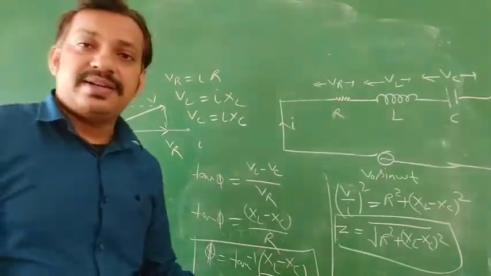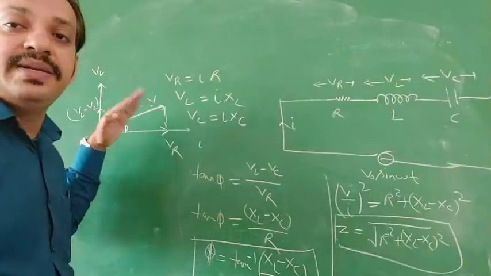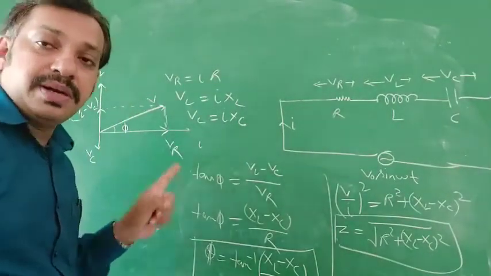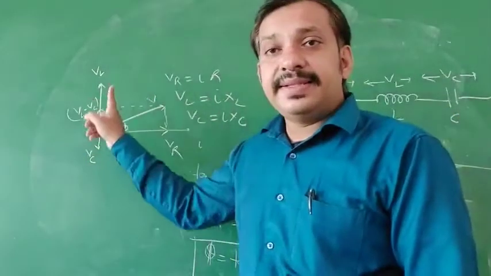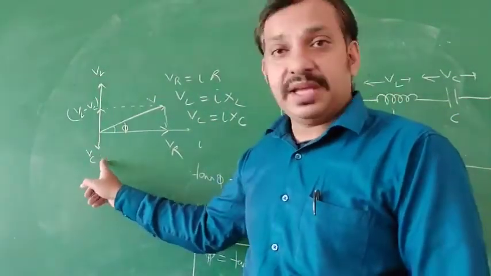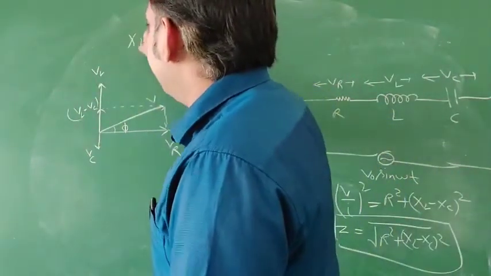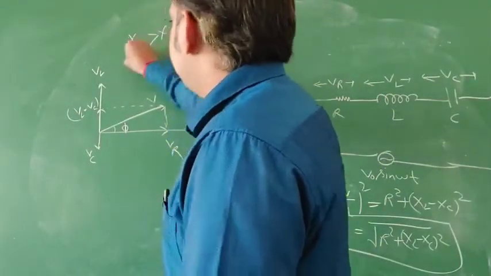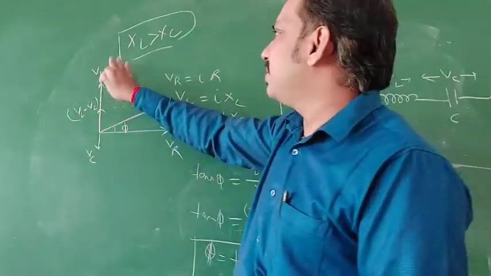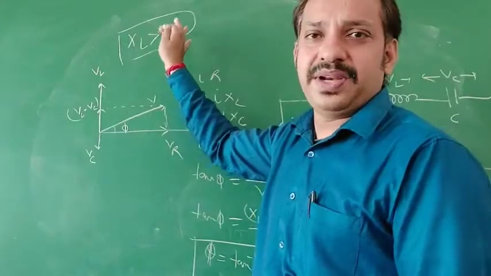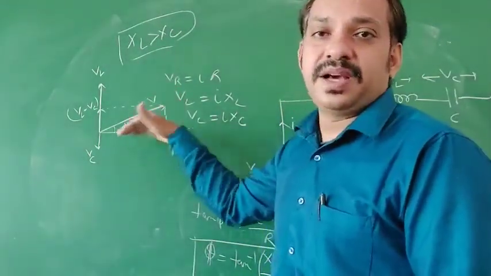So here you can see that in the case of the RLC circuit, the applied voltage leads the current by phi. But this condition holds when VL is greater than VC, that means XL is greater than XC. Generally, 90% of the time you will see that VL is greater than VC, or XL is greater than XC. That is why in this case the voltage leads the current.